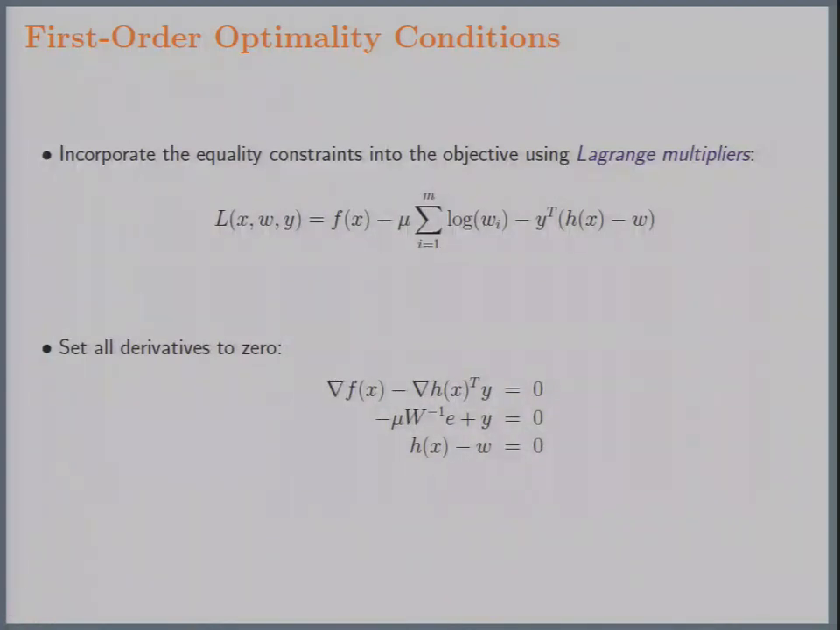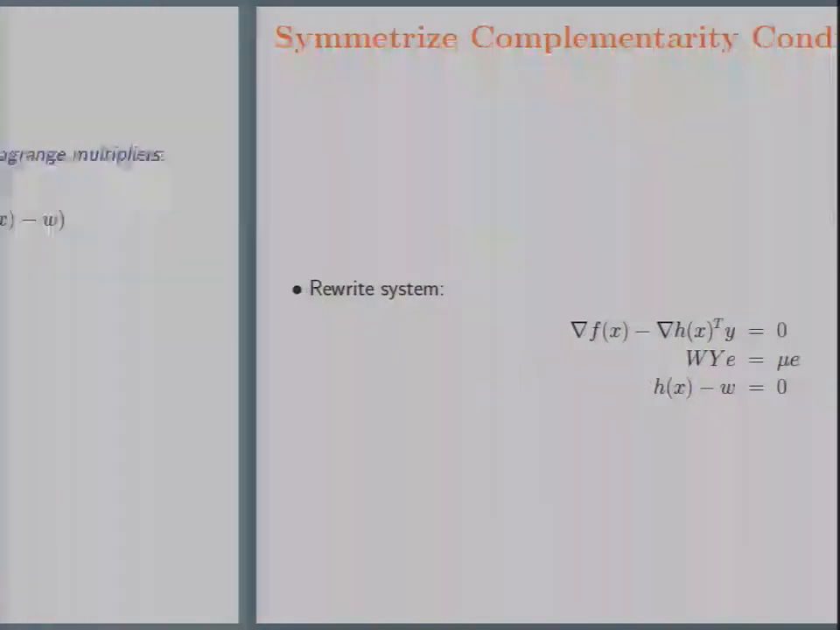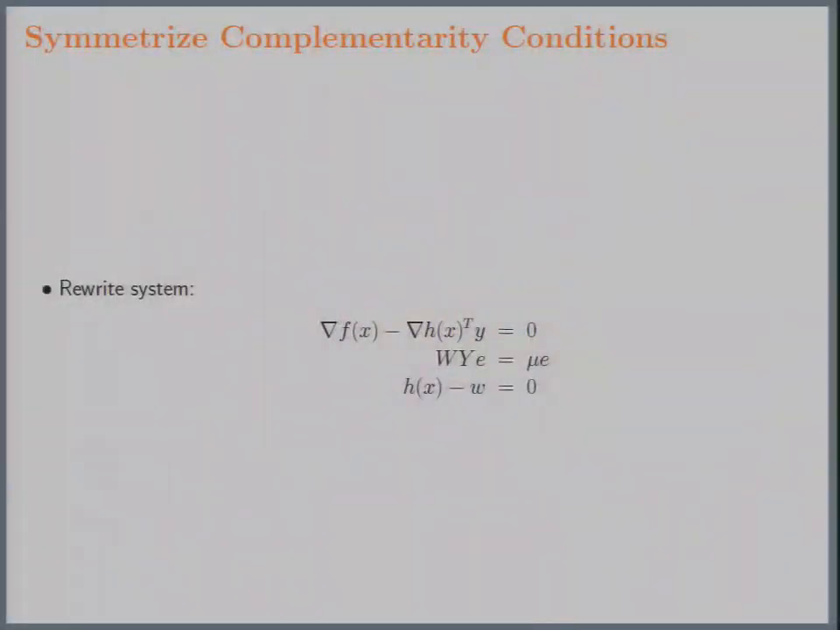That's the one set of equations that you get by taking the gradient with respect to x. Take the gradient with respect to w, and I think we get basically the same thing we had before. Nothing's changed. Take the gradient with respect to y, and we get essentially the same thing as before again. We get the constraints of our problem, which are now written as h of x minus w equals 0. And we do the same trick of rewriting the system by multiplying through by capital W here, and get this system.